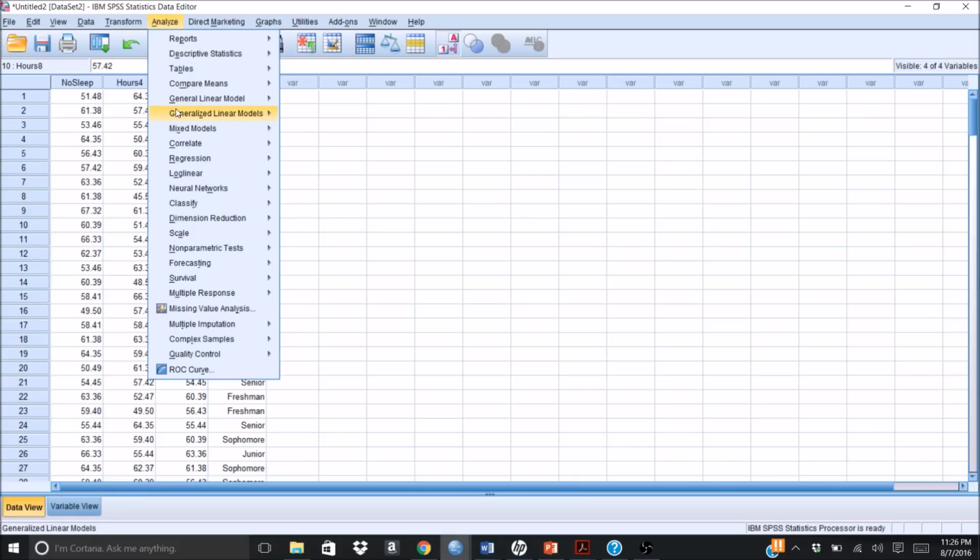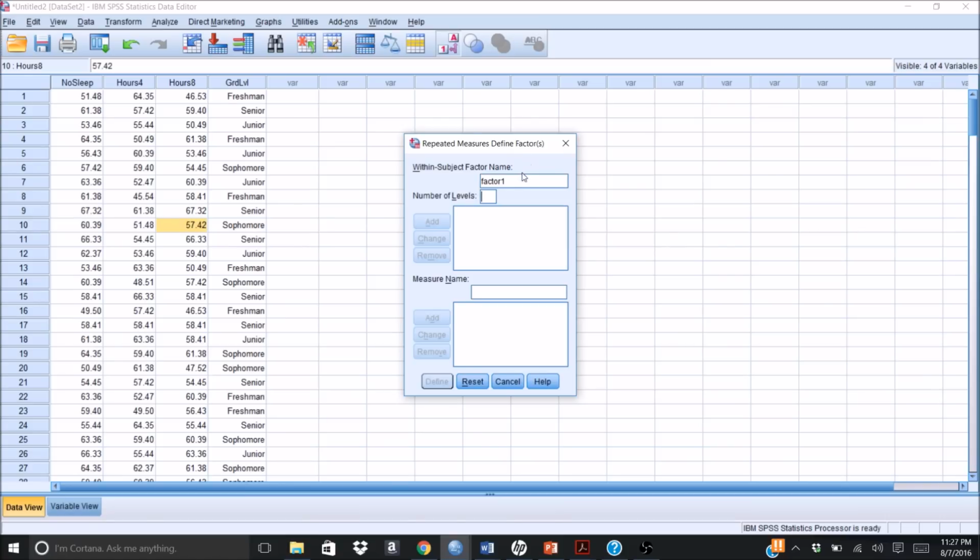I'm going to go to Analyze, then General Linear Model, and come over here to Repeated Measures. I'm going to click on Repeated Measures, and I'm going to give this a name. Oops, sorry about that. I don't know if it beeped in your ears, but it beeped in mine. I apologize. I have 3 levels. There we go. This is how much sleep they had, so I will just call it sleep condition. That's the name of the overall variable for all 3 of these.